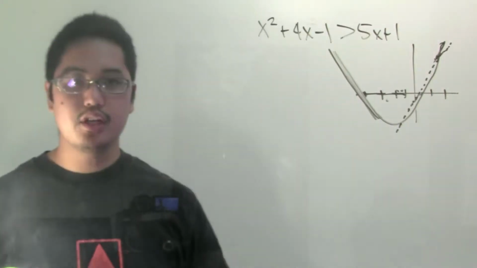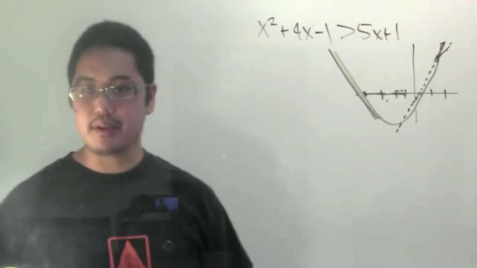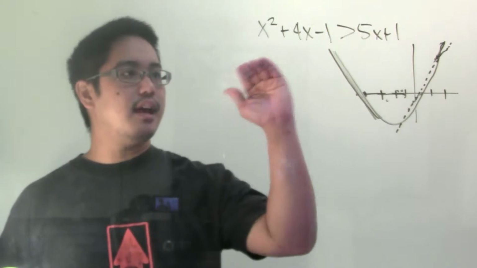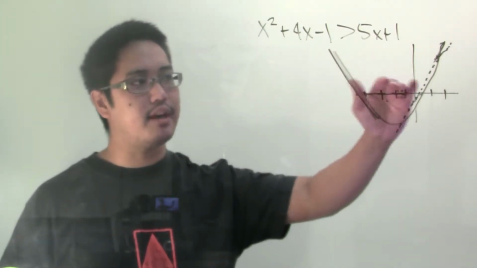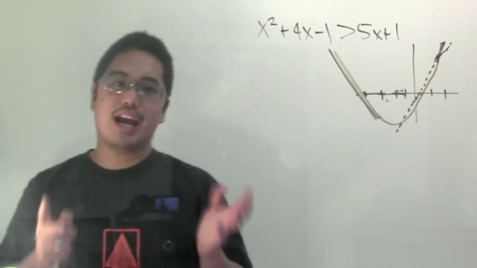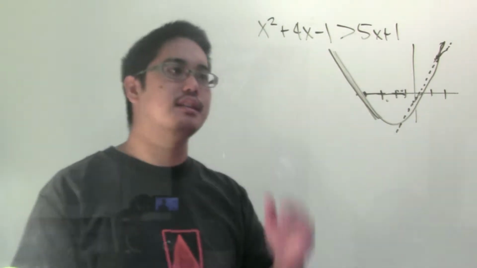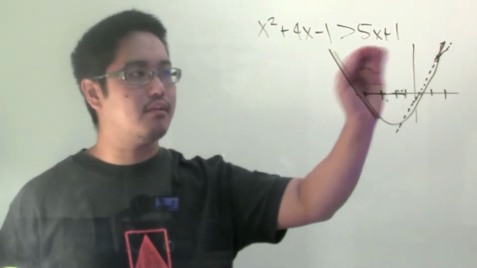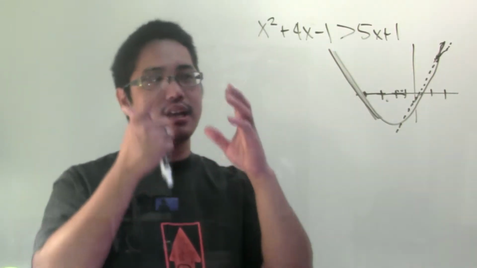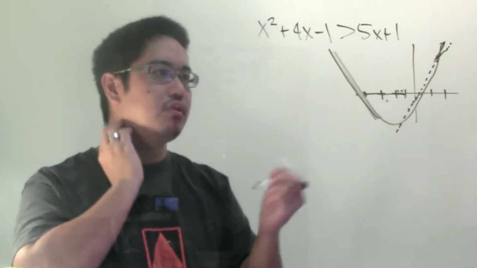All right, here's what I've got. Here's the problem I'm up against. I've got x squared plus 4x minus 1 is bigger than 5x plus 1. What I'm really asking myself is, when is this graph right here bigger than that graph right there? And so I can think of this as two different equations.